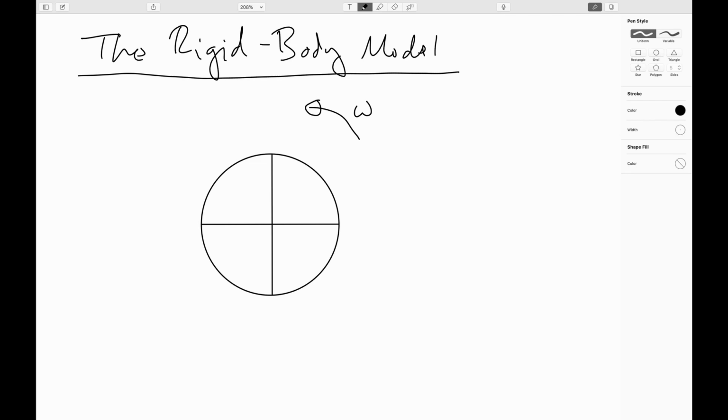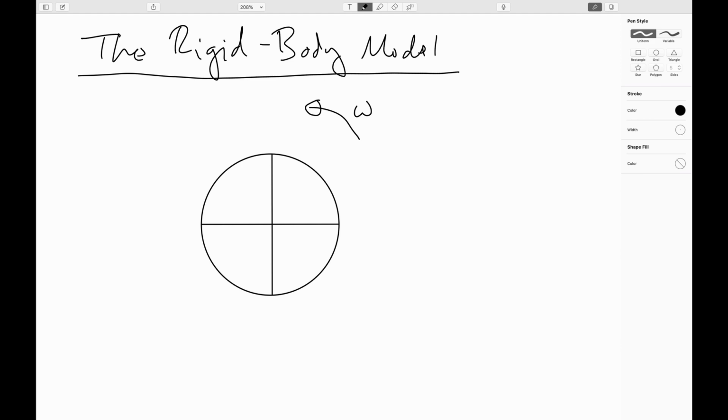In the last video, we took a look at Newton's law of universal gravitation and how we could use it to do things like weigh stars and planets. We're going to be transitioning now to looking more at rotational motion of rigid objects. And to that end, I need to introduce the rigid body model.